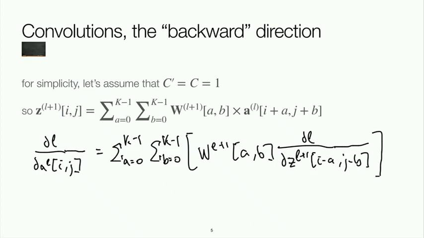This WL plus 1 ends up getting used in two ways: to do the forward pass, and also to do this backward pass to compute the gradient with respect to the input AL. You'll notice here that the convolution used to be like I plus A, J plus B, so technically you have to flip your W to get the right thing, but it's still a convolution in the end. You just have to transpose what it is that you're actually looking at.